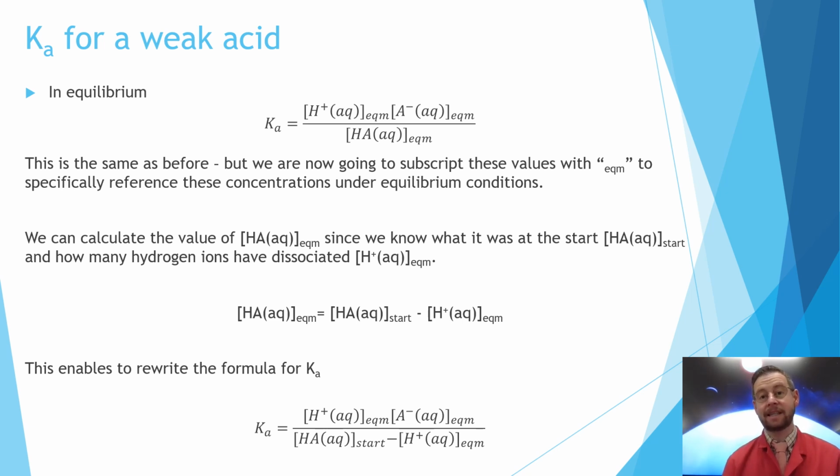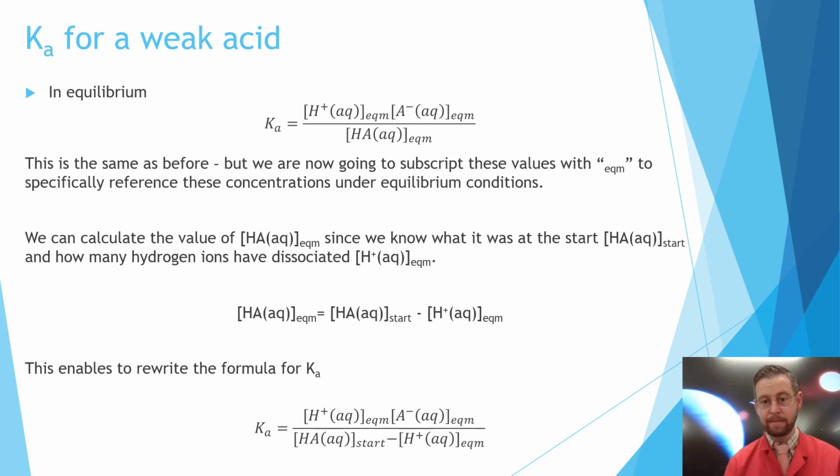Now, we're very specifically referring to when these were in equilibrium, because that is what Ka ultimately defines, when it has reached its equilibrium position. And we're going to divide that by the concentration of the reactants. In this case, it was a single reactant. It was the acid that was being dissociated. And so we subscript all three of these values with equilibrium.